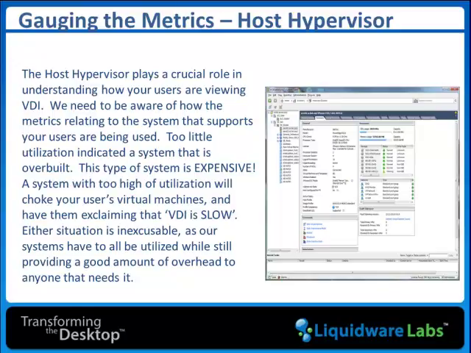On the flip side of that, if we have a system with too high of utilization, that's going to choke your users' virtual machines and have them exclaiming, "VDI is slow," and that's that little graphic, that cartoon that we saw in the beginning of this presentation. That's a lot of times what exemplifies that user behavior, which is VDI is slow because the hypervisor can't keep up with what the machines and the users are asking of it. Now, either situation is inexcusable, as our systems have to be utilized while still providing a good amount of overhead to anyone that needs it.